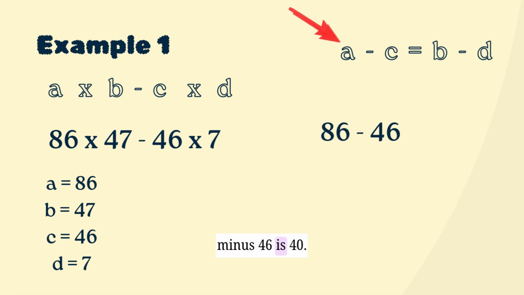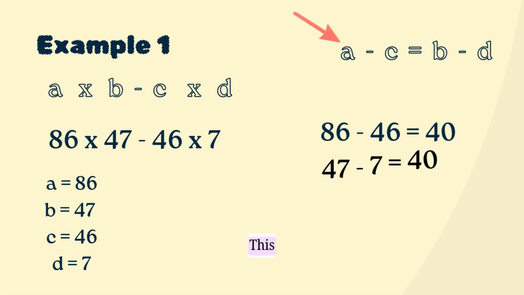86 minus 46 is 40. This would be A minus C. 47 minus 7 is also 40. This means that the requirement is fulfilled.